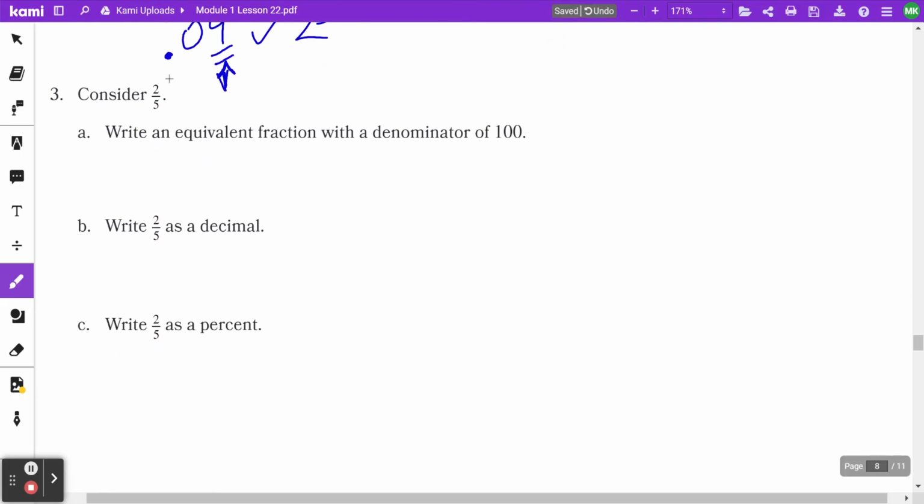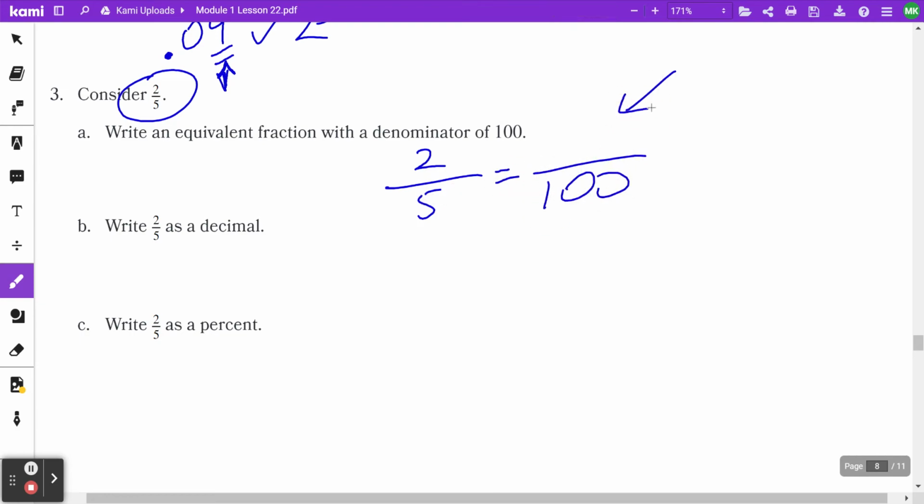All right, consider 2 out of 5. Write an equivalent fraction with a denominator of 100. Well, guess what I'm going to wind up doing here? This is what they mean by that. They want this value. Guess what this value is going to be? That's going to be my percentage.